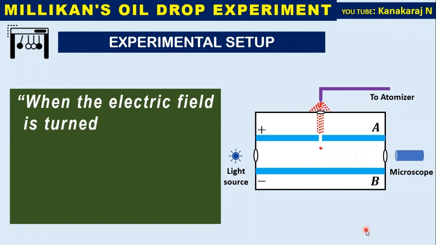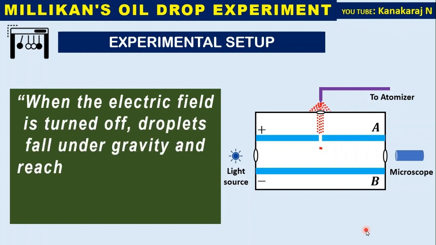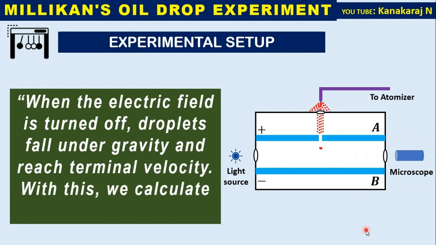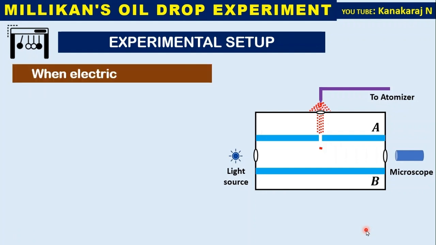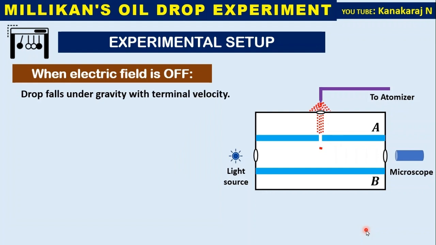When the electric field is turned off, droplets fall under gravity and reach terminal velocity. With this, we calculate the radius of the drop. When the electric field is off, drops fall under gravity with the terminal velocity v. Here you have a magnified oil drop.